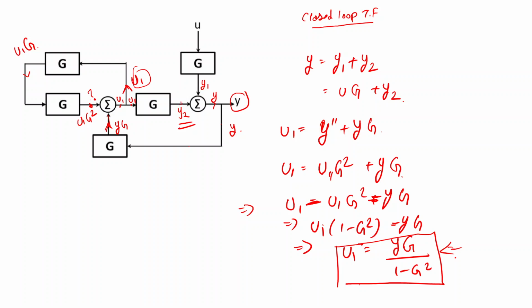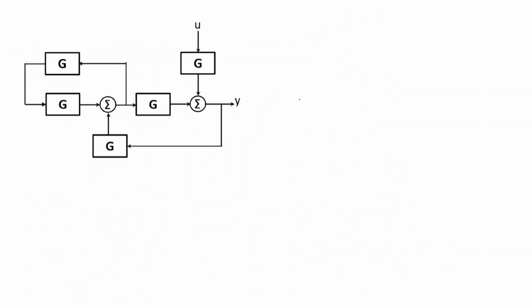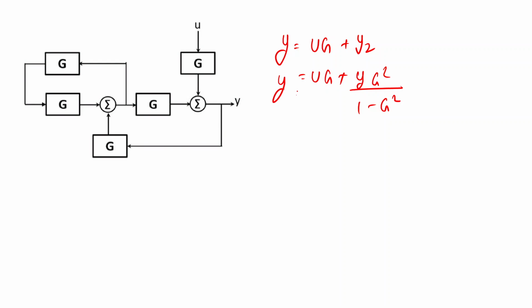So now we need to find this value of Y2. So Y2 will be simply this U1 times G. So it will become YG upon 1 minus G square into G. So it will become YG square upon 1 minus G square is equal to Y2. Now we have this value of Y2, so we will replace it in this equation, and we will be having Y is equal to UG plus YG square upon 1 minus G square is equal to Y.